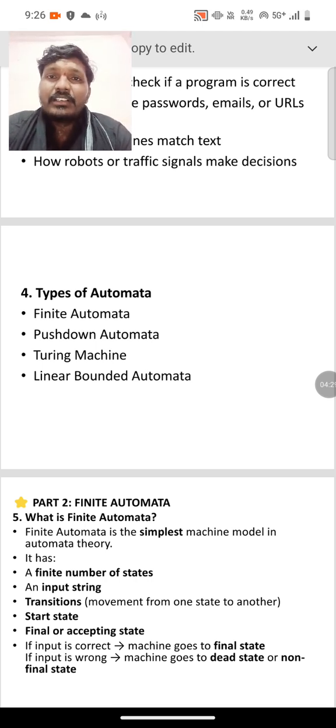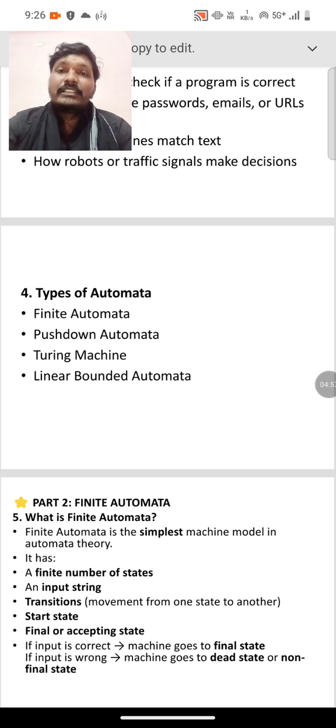Next one is linear bounded automata. It is also a machine. Linear bounded automata accepts context sensitive grammar and also context sensitive languages. Now another grammar is recursively enumerable languages. Its equivalent machine is Turing machine.